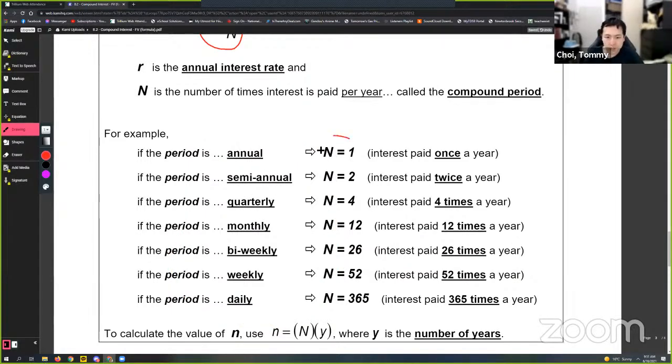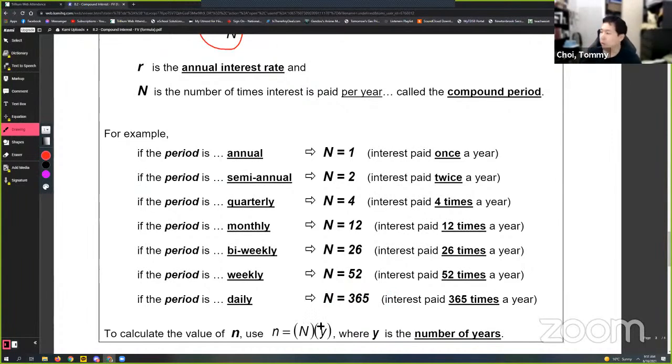If it's annual, it's once a year. Semi-annual, twice a year. Quarterly, 4 times a year. Monthly, 12 times a year. Bi-weekly, 26 times a year. Weekly, 52 times a year. Daily, 365 times a year.